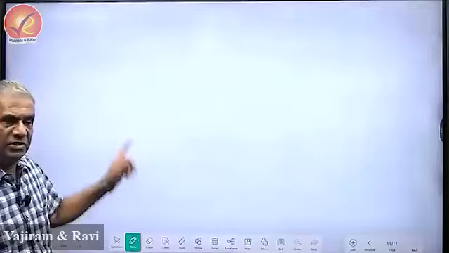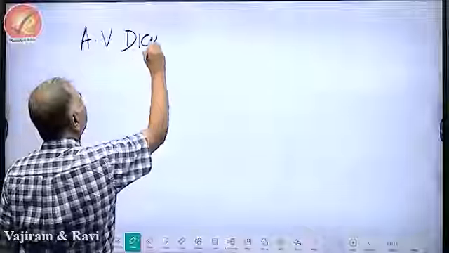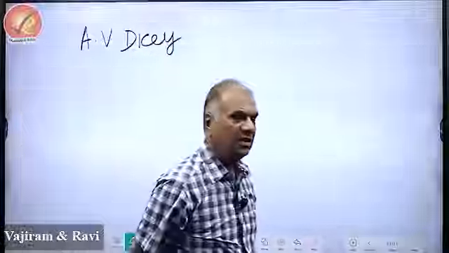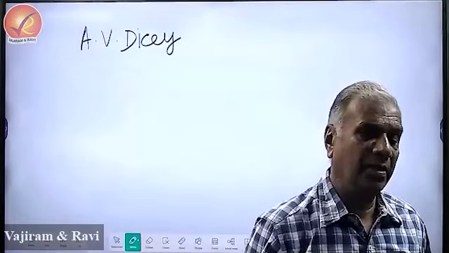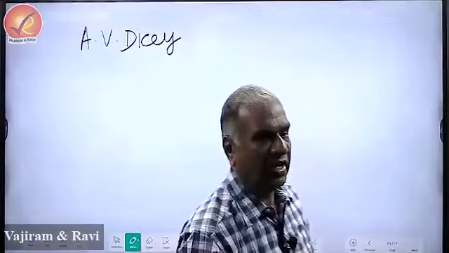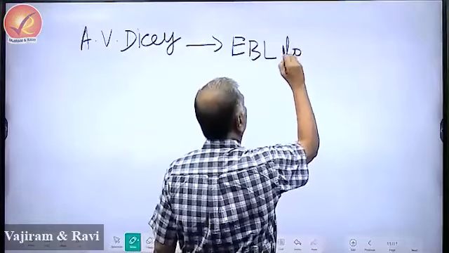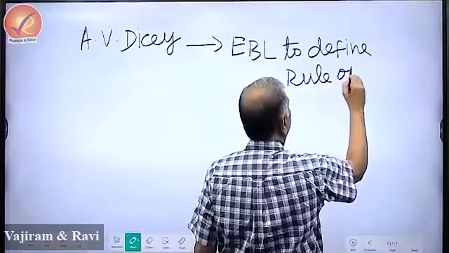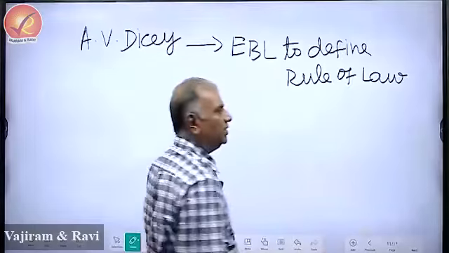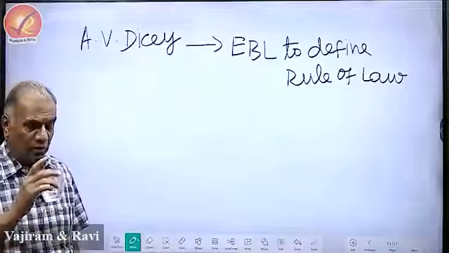Right. So these are the principles of equality before law. Now, there was an English constitutional commentator called A.V. Dicey. He wrote an extensive commentary on the English constitution, and in the process he defined rule of law. He made use of the principles governing equality before law to define rule of law.